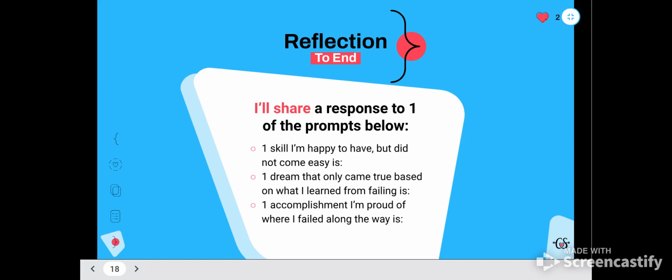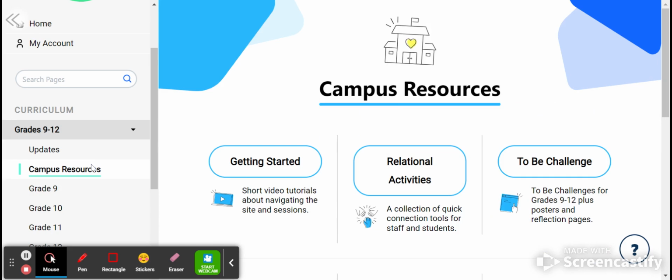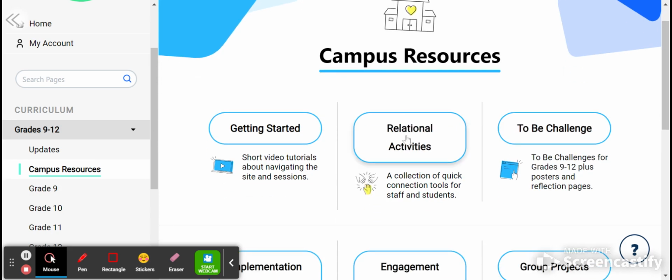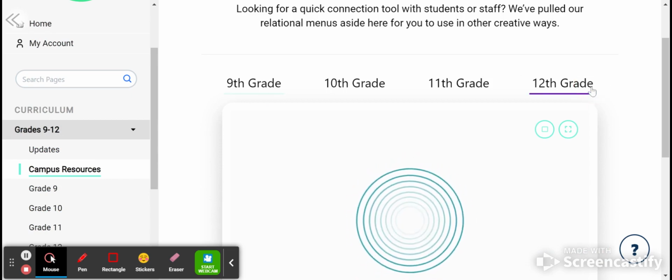The rest of the time, you can play those community building games. If your students are like my students, they're probably getting tired of those same games. And so you can always go to campus resources, go to relational activities, and then you can find more options.